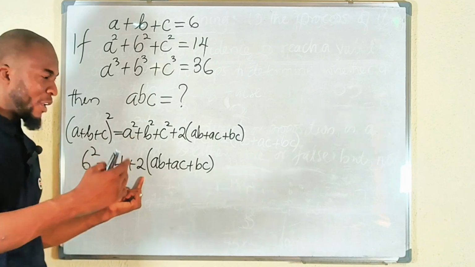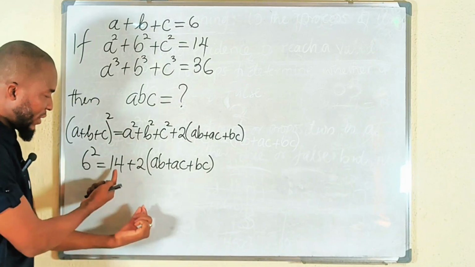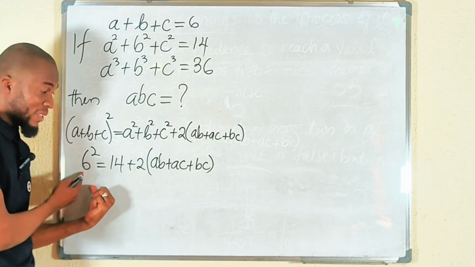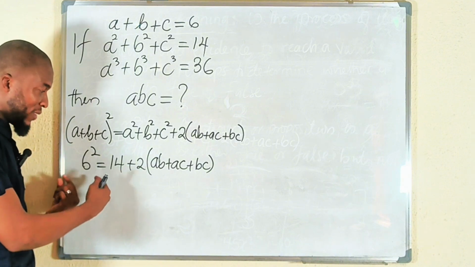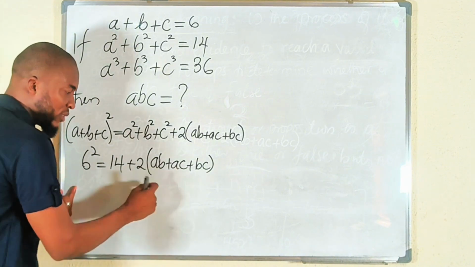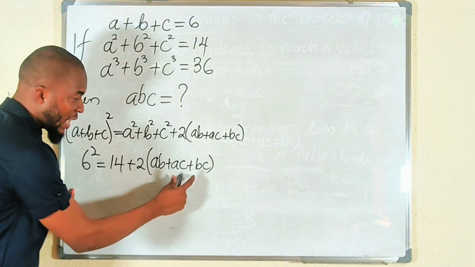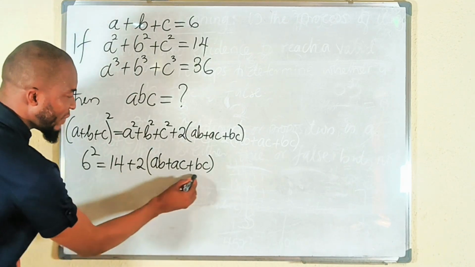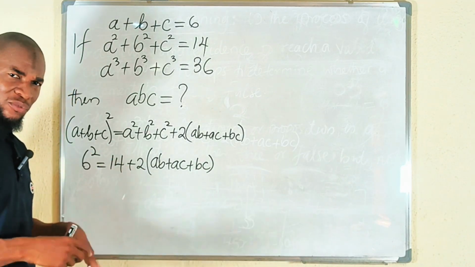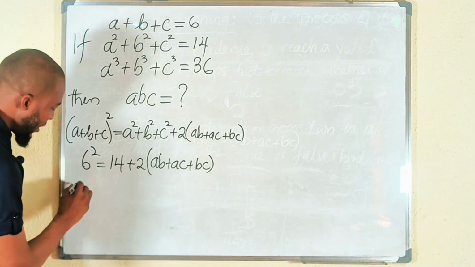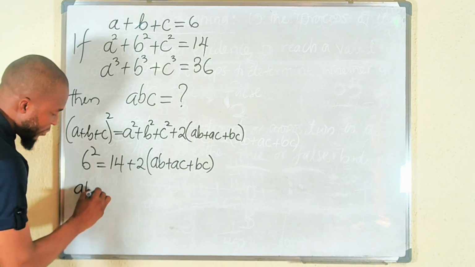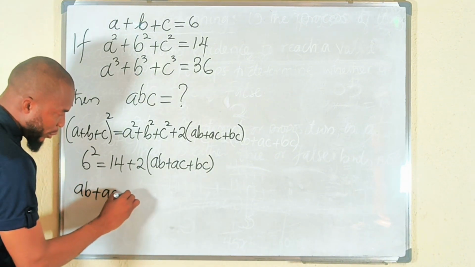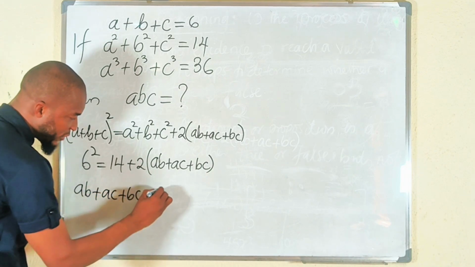I hope you're getting it. I don't want to write everything. Take this one to the left. It is going to be 36 minus 14, so you can see it is going to be 22 equals 2 times the whole of this. And if you are looking for this, you divide that 22 by 2, you get 11. So the whole of this is 11. Mentally, please, you have to employ the idea of mental math. So ab plus ac plus bc equals 11.